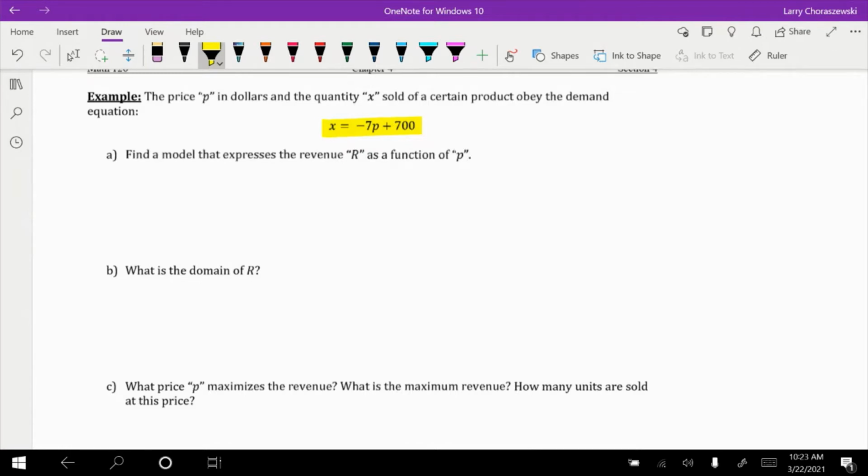And the reason why it's expressed this way versus P equals is because of part A. Part A wants us to express the revenue function as a function of P. So they're looking for R of P instead of R of x. Now we'll start out the same way. Revenue is quantity times price per unit. And we only want the variable P involved in the equation this time, so we'll have to replace x. And we can replace x with the demand equation.